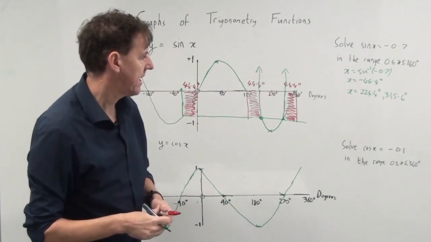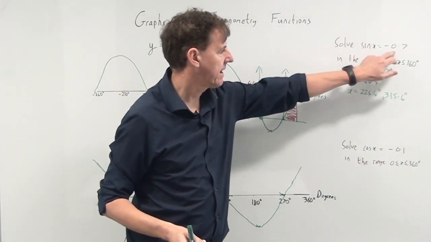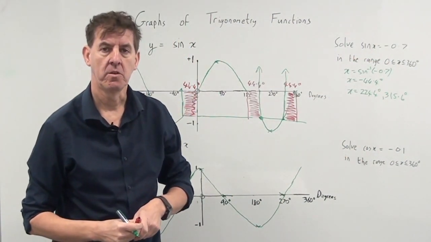Now, how can I check that I'm accurate or correct? Place those two values inside the sine, and out should come an answer of negative 0.7.